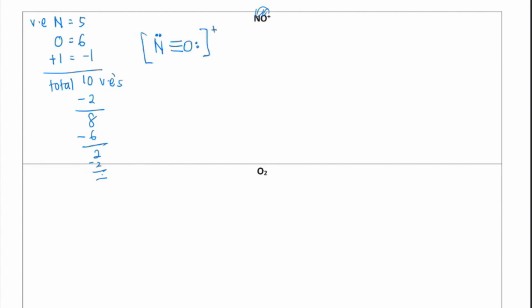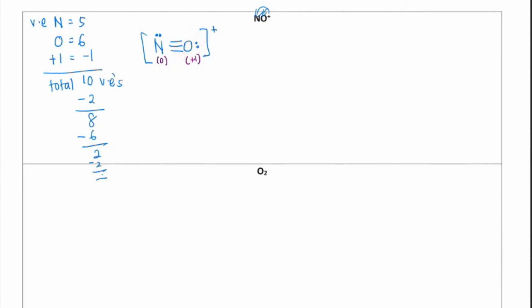Okay, so next we have to check the plus actually belong to nitrogen or belong to oxygen. Okay, so nak check, kita kira dia punya formal charge. Okay, so the formal charge for nitrogen 5 valence electron minus 1, 2, 3, 4, 5. So 5 minus 5 is 0. Okay, for oxygen, there are 6 valence electron minus 1, 2, 3, 4, 5. So 6 minus 5 is plus 1. That means the positive charge here actually belongs to oxygen.